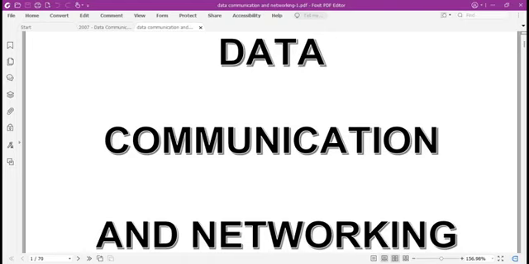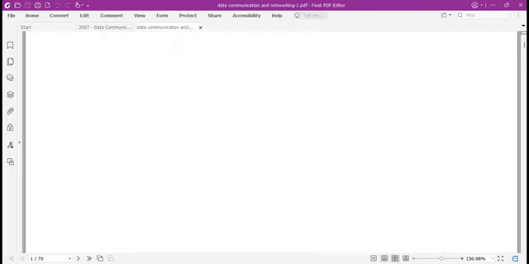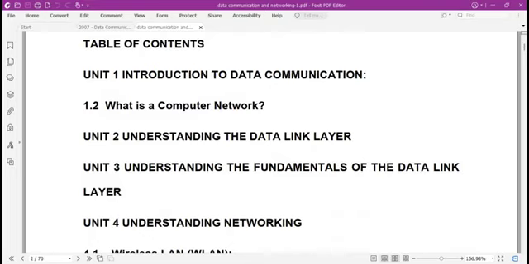As you can see on your screen, this is your study pack that has been sent to you on WhatsApp. Here you have the table of contents on what we'll be taking. We're going to start this course from Unit 1, Introduction to Data Communication. Now, let's scale through what we have in the table of contents.